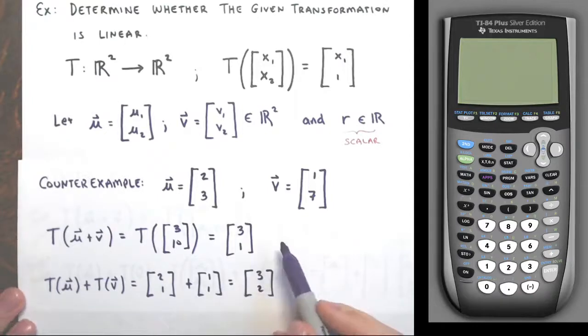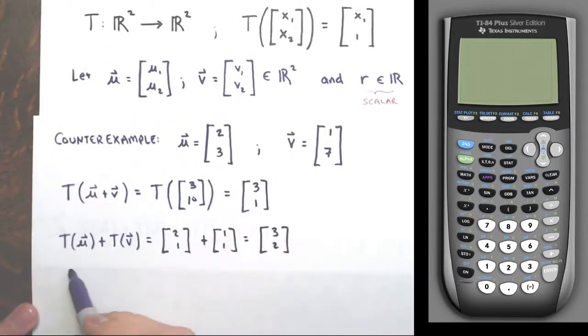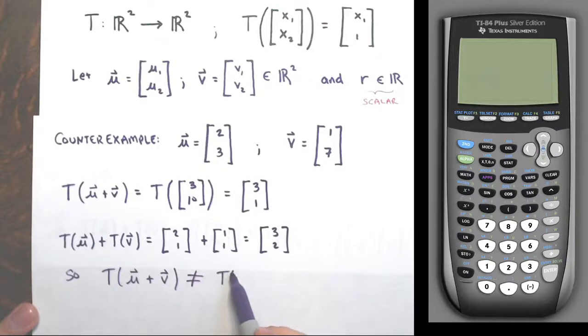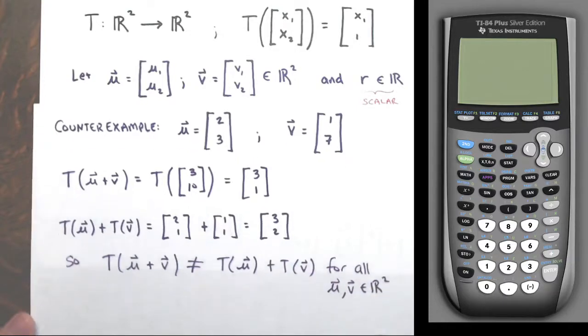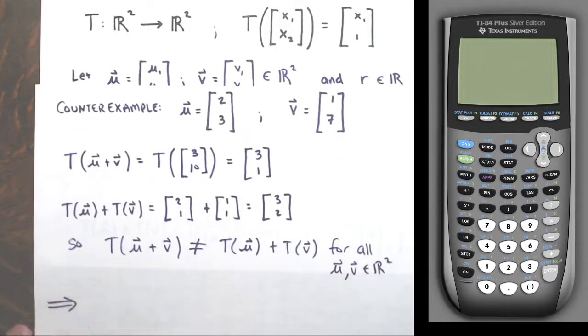And these are not the same again, right? So we're seeing that T of u plus v is not equal to T of u plus T of v for all u and v in the domain R2. So that tells me the additive property does not hold, therefore T is not a linear transformation.